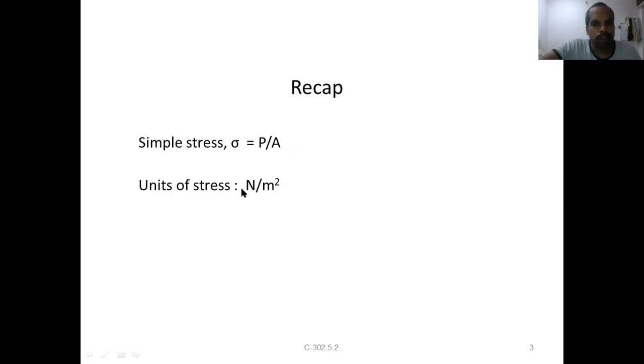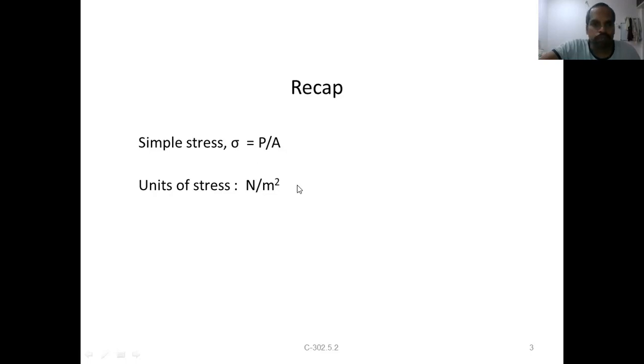You need not mug it up, it is very simple. What are the units of load, or a force? Force units are newtons, that we already know. What are the area units? Meter square or millimeter square or centimeter square, whatever it is. Generally, Newton per meter square is the most common unit that we express. It doesn't mean that only Newton per meter square is the unit. You can express in terms of Newton per millimeter square, Newton per centimeter square, depending on the given units. You can convert into any desired units.